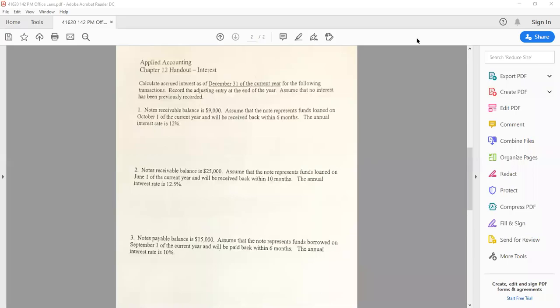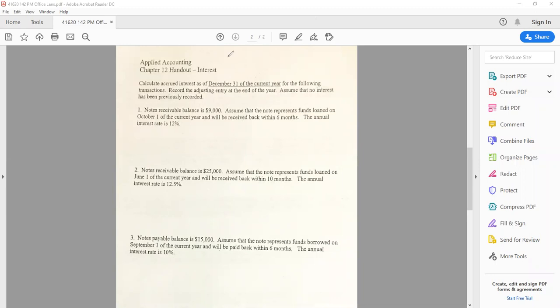Okay, so this is for your Chapter 12 handout on interest. I'm going to walk you through 4 different scenarios on how to calculate interest. So we'll start with number 1, and I'm going to go ahead and turn on my stylus so I can go ahead and do some annotating.